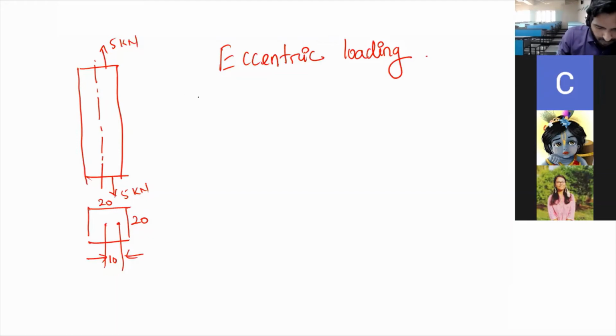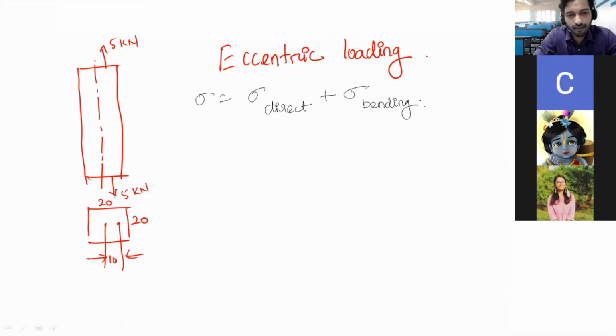Okay, so sigma is equal to, what shall be the total force actually? It is a combination of sigma direct plus sigma bending. Is that right? Okay, so this is the stress due to the couple, and this is the stress due to direct stress.